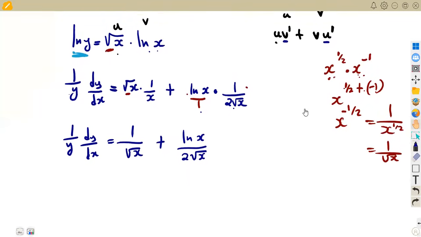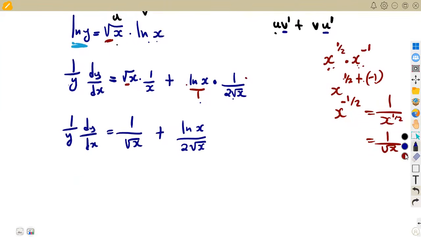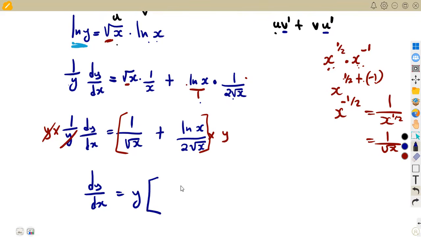We can remove this y on the left-hand side by multiplying by y over 1. This y over 1 here, we've got a bracket here, so that means this can cancel. We are remaining with our dy dx, which was equal to y into the whole of this bracket of 1 over the square root of x plus ln x over 2 square root of x. So that's how you play around with your derivatives from the logarithms.